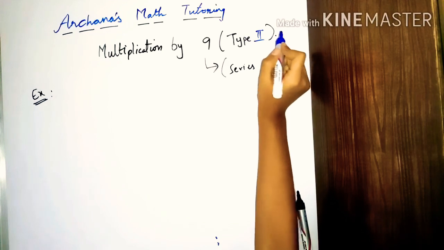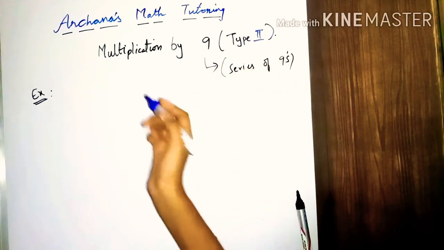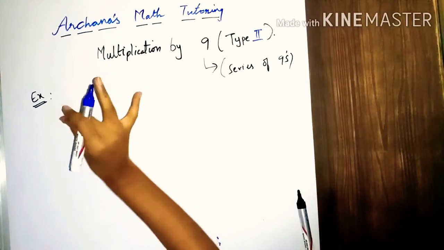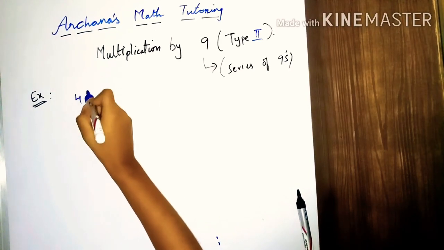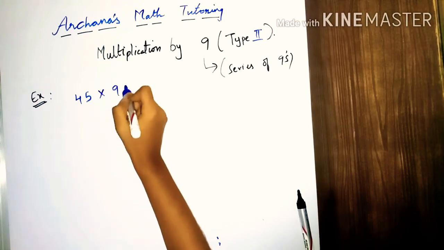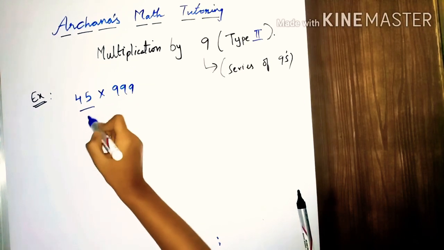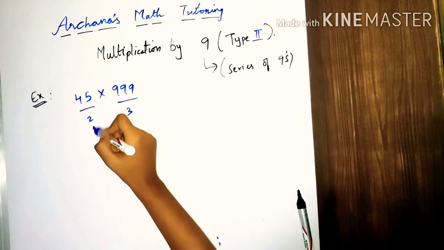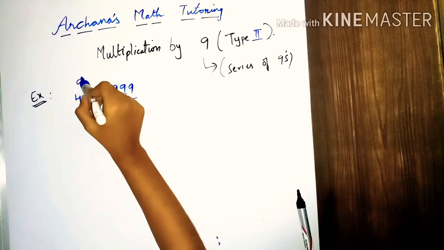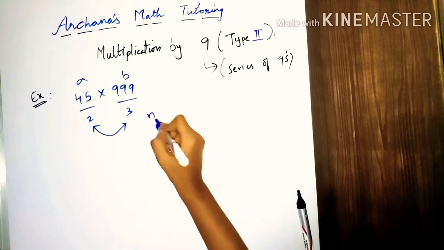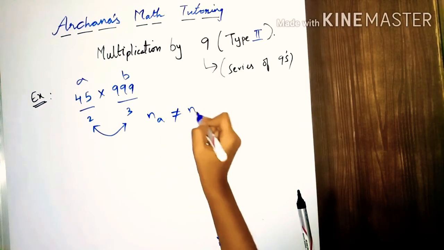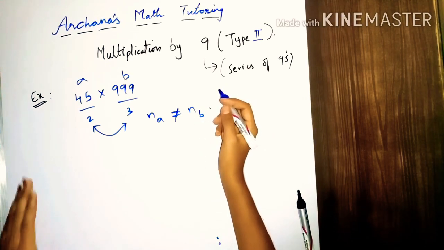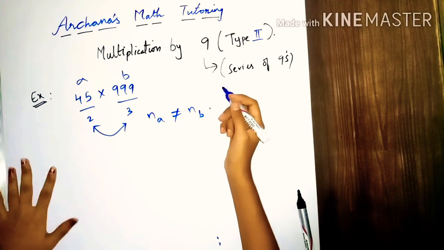So in type 2, what do we have? We have different numbers of digits in these numbers. I'll give an example and explain so that you'll get it very clearly. Suppose I have 45 and 999. Here I am having 2 digits, here I am having 3 digits. So the number of digits in this and this are not the same. Suppose I call this A and this B. So the number of digits in A is not equal to the number of digits in B. That means we can't apply the previous method, but this method is very similar and very easy to understand.